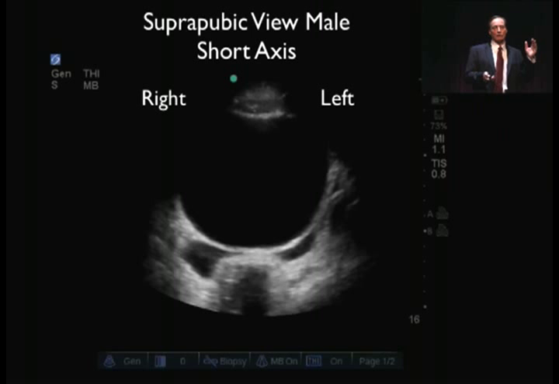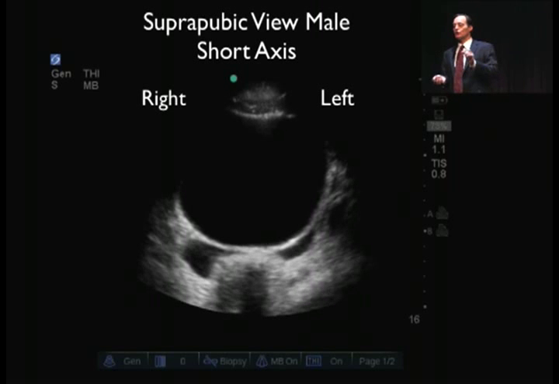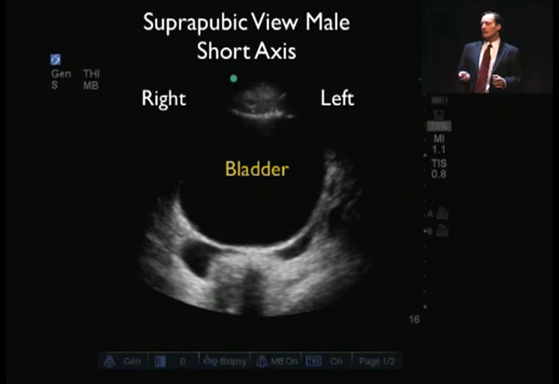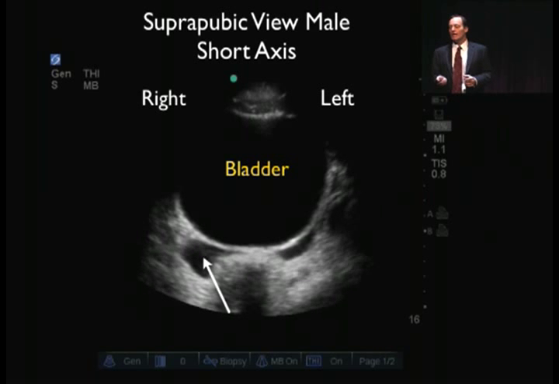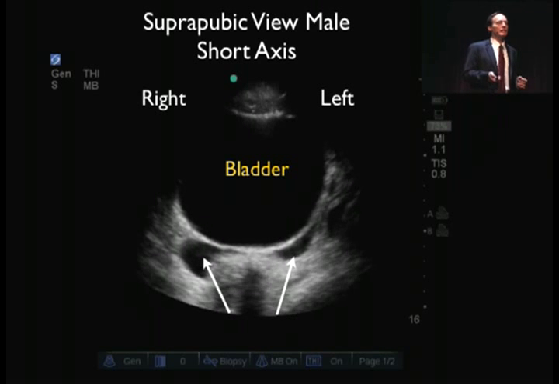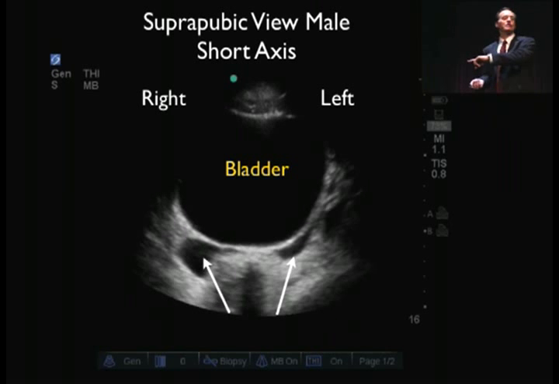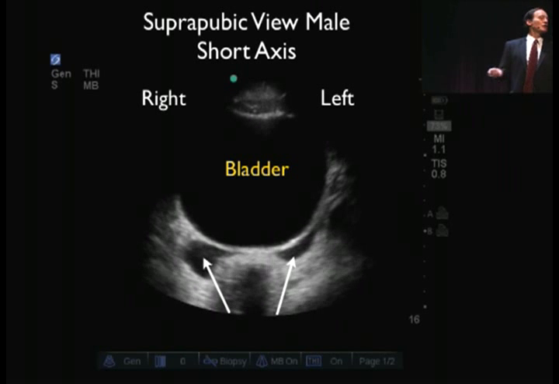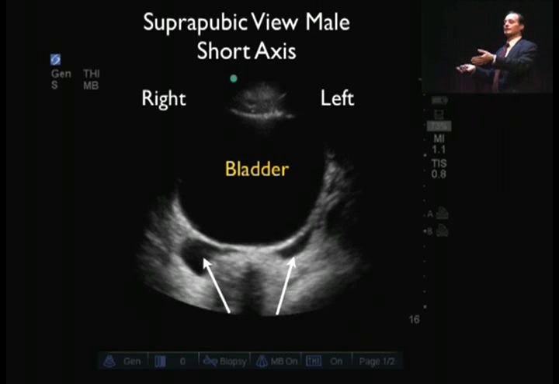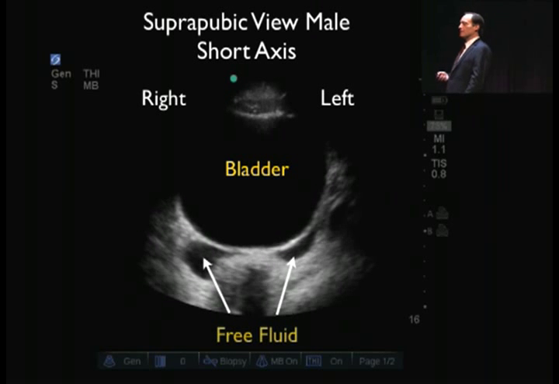Now in a male, we're looking in the retrovesical space, and here we can see this is a short axis view. So we see the bladder. Behind the bladder, note we have two areas of free fluid. Okay, so a positive examination in a male. How much fluid, by the way, is this? How much do we say? 150 cc's, right, to make a positive. So that's at least 150 cc's. So we can see free fluid there.